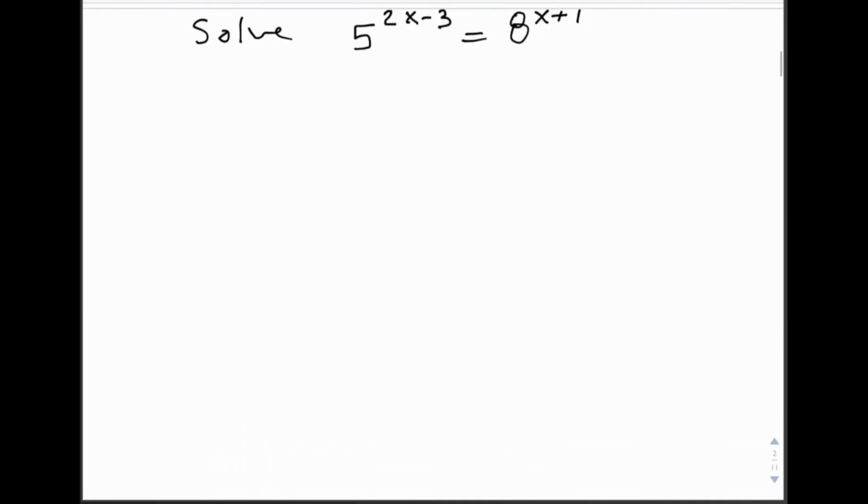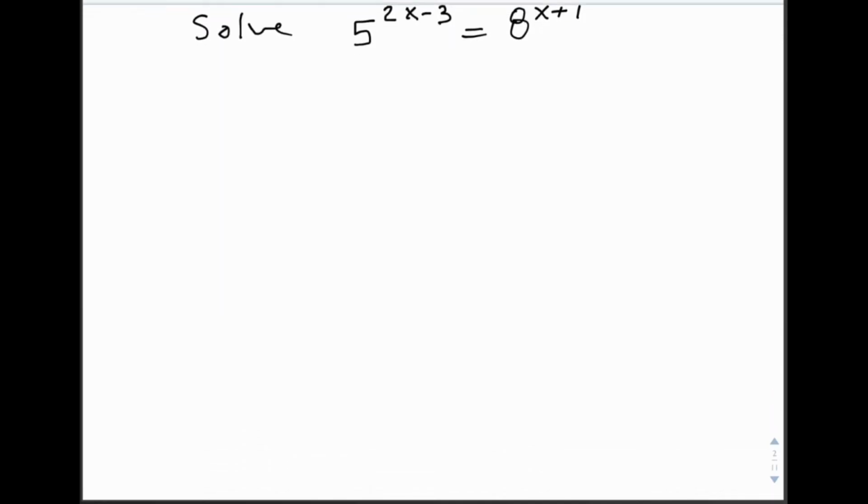We add a little bit more complexity to the equation here. We will solve 5 raised to the 2x minus 3 equal to 8 raised to the x plus 1. So let's try to figure out what this equation solves to. Again, I'm going to rewrite our original here, and that is going to be equal to 8 raised to the x plus 1.